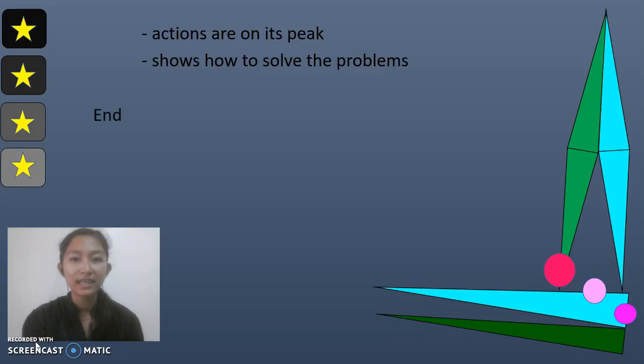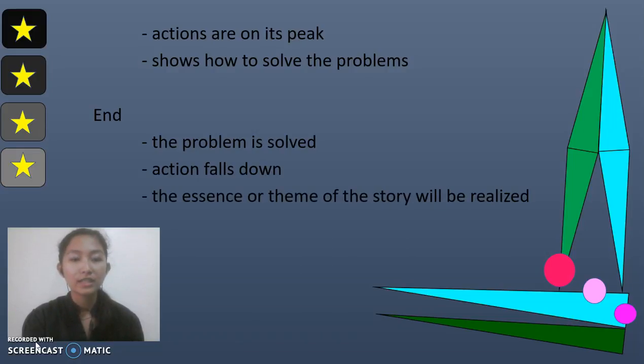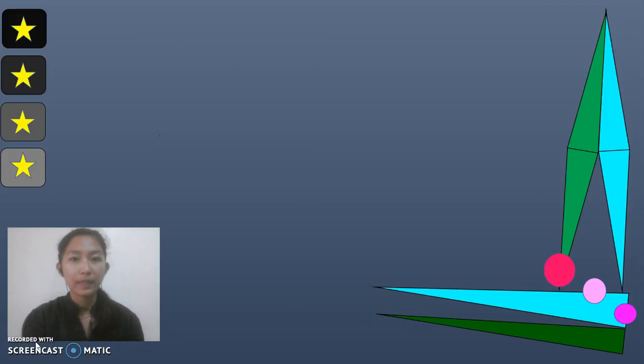Then, lastly, the end. The problem is solved, and the actions fall down. And, of course, the essence or theme of the story will be realized. Usually, in narrative writing, the theme is realized at the end part of the story.